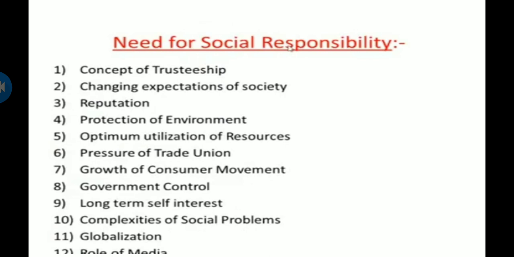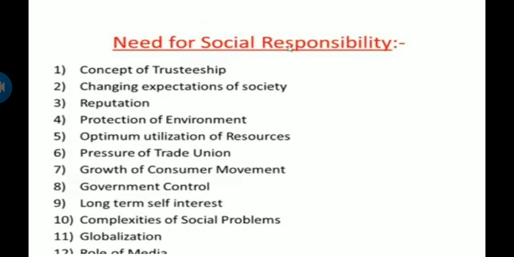The International Organization for Standardization, that is ISO, has developed standard guidelines for social responsibility, which were published in 2010. These standards encourage voluntary commitment to social responsibility and also provide methods to evaluate the same. Now we will learn about the need for social responsibility.